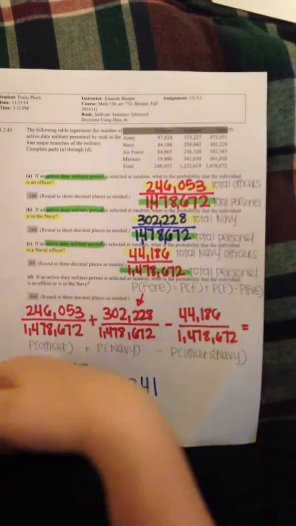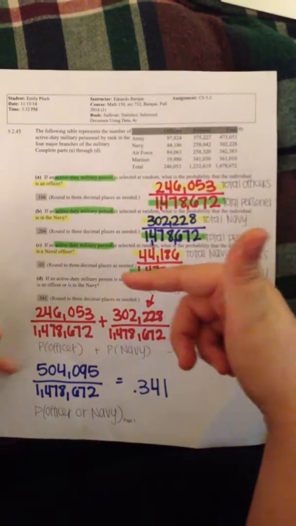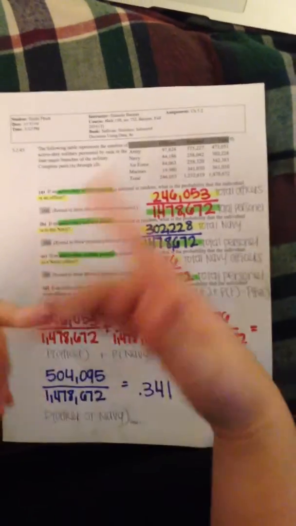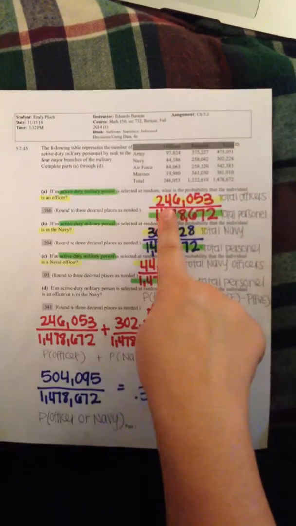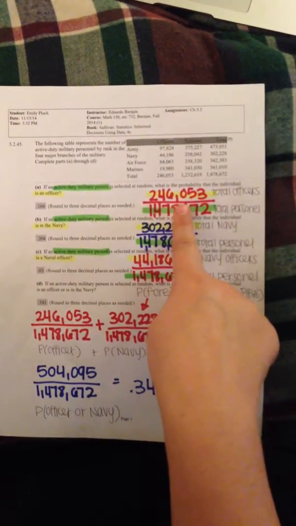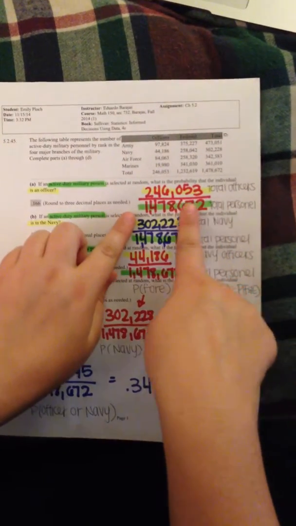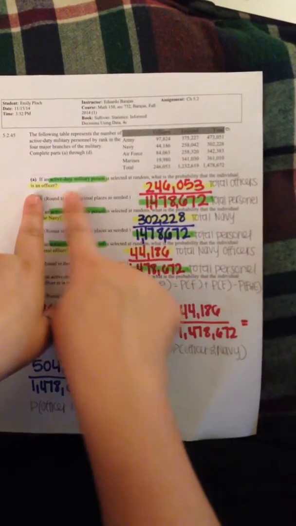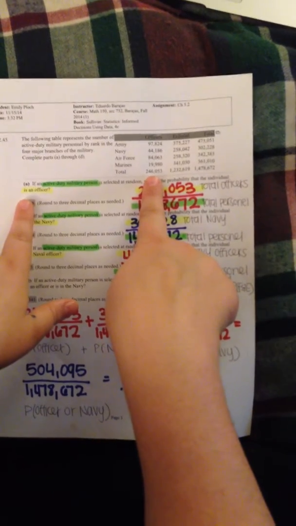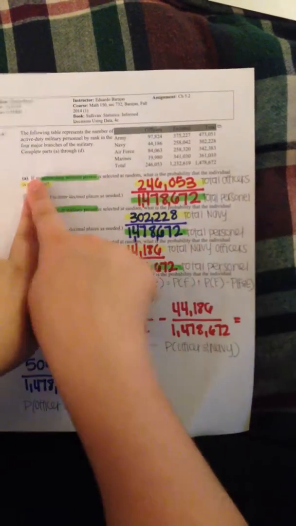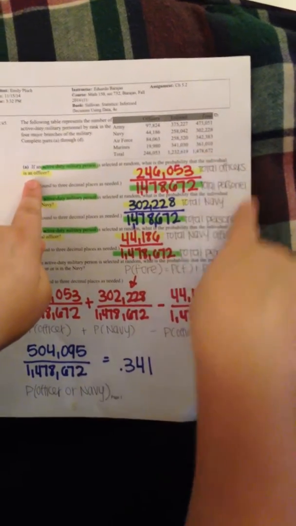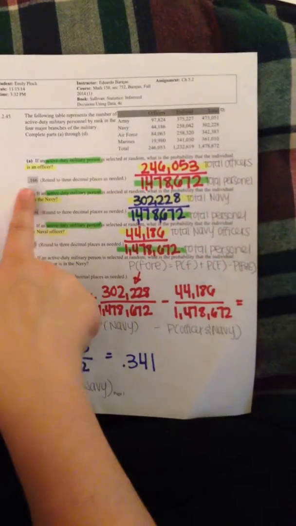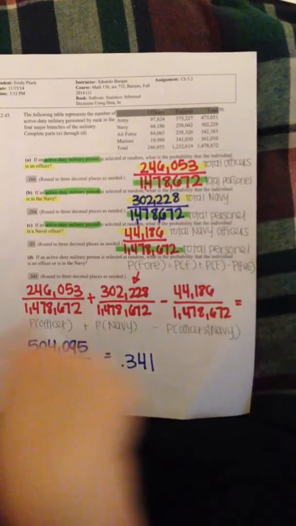So what you want to find is the probability that an officer is selected out of all active duty military personnel. You will divide the total number of officers, which is 246,053, which we got from the chart up above. So you have officers right here, the total number of officers, and since it's all active duty military personnel, you're going to divide by the total, which is right here. And when you divide those two, you get 0.166.